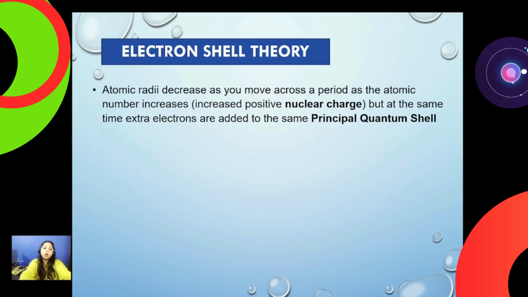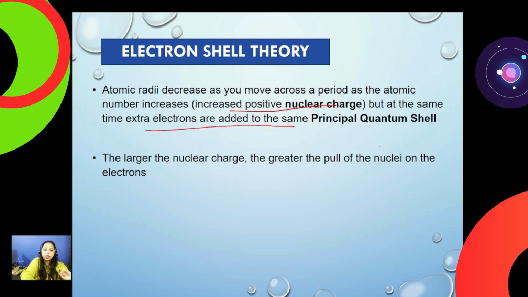Atomic radius decreases when we move across a period from left to right, because there is an increased positive nuclear charge, but at the same time the extra electrons are added to the same principal quantum shell, that means the same shell. So the larger the nuclear charge, the greater the pull. That's why the size reduces. You should give the exact reason to the examiners so that your answer is complete. So this results in smaller atoms.